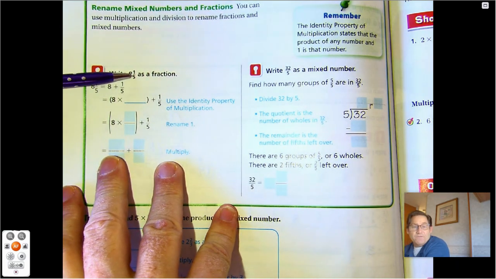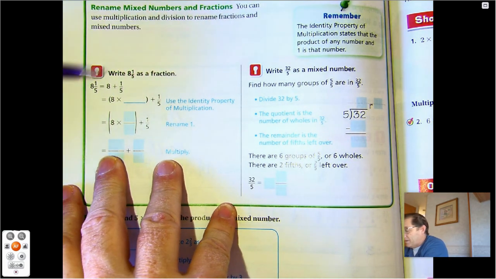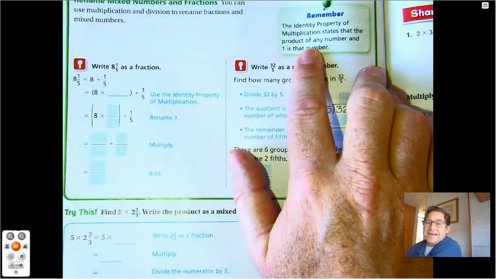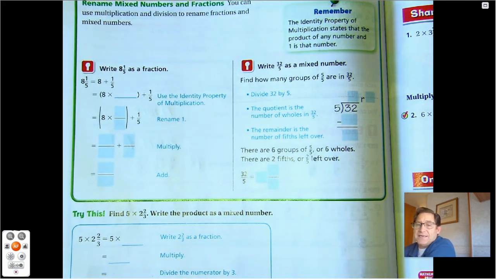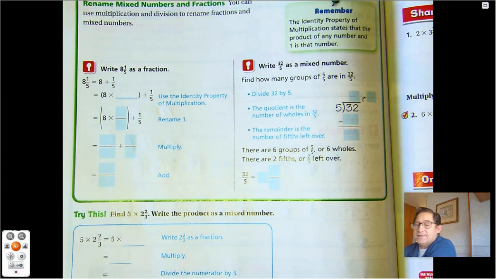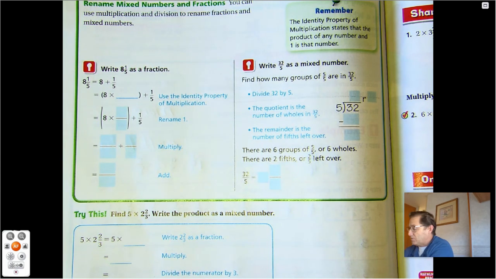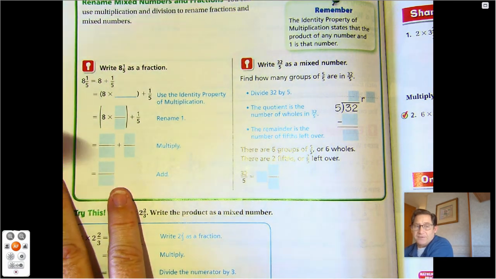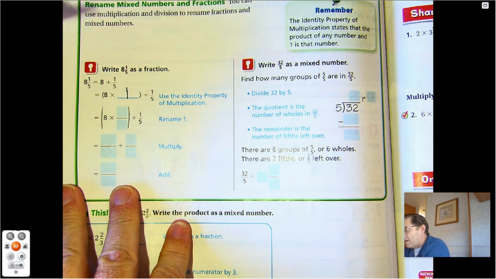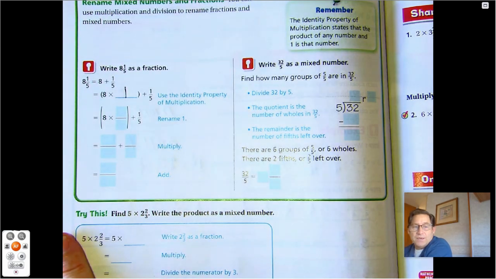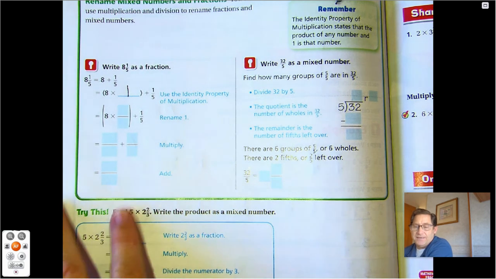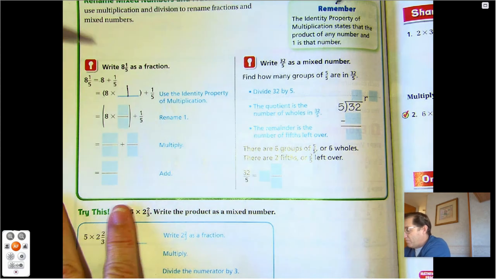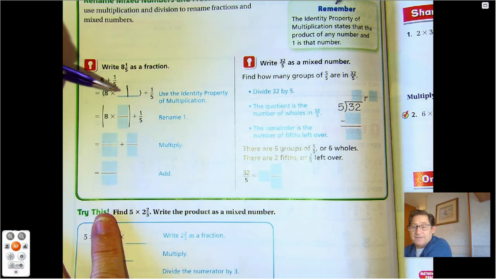So we're going to write 8 and 1/5 as a fraction. Okay, so how can we do that? Well, we're going to use what's known as the identity property of multiplication, which states that the product of any number and 1 is that number. So if I multiply 8, the whole number, by 1, I haven't changed the value, right? I still get 8. So I'm going to do this, okay? So 8 times 1 plus 1/5. I haven't changed anything, okay?